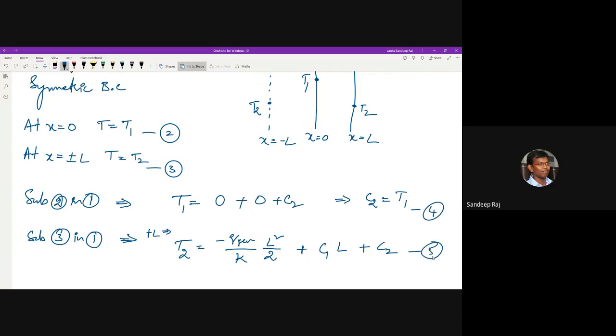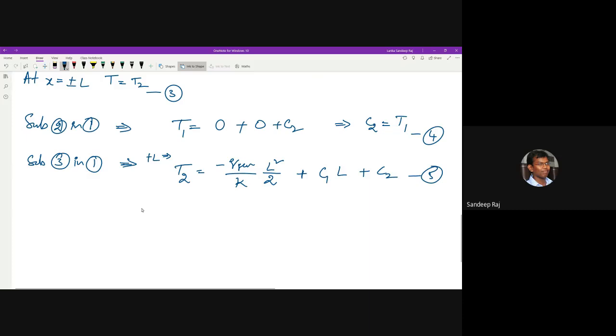This is 5. And then now I'll substitute minus L. When I substitute minus L, what will be my T2? I'll write it now. Minus Q gen by K into L square by 2. This remains the same, only this term will become minus. The other things will be as it is. So this I'll call equation 6.